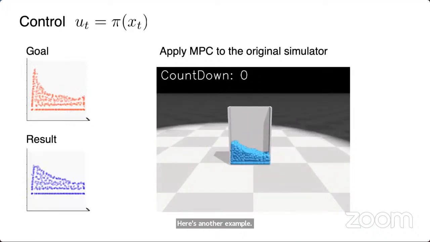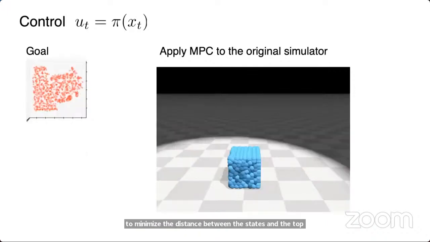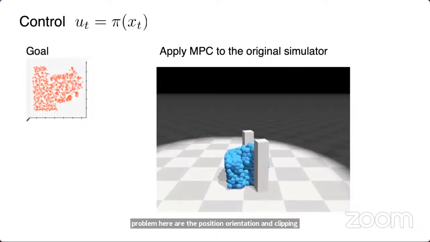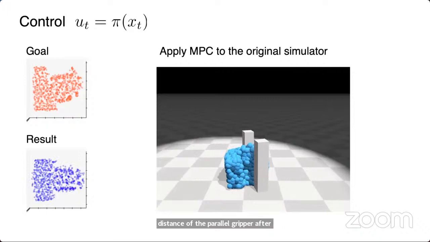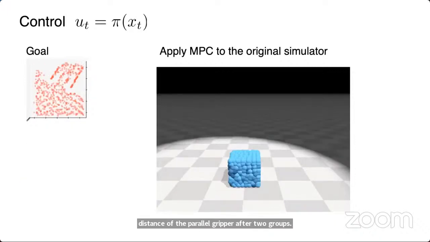The result is not perfect, but clearly shows that our model's dynamics prediction helps the controller minimize the distance between the end state and the target. Here we show the control results in manipulating a deformable foam. The decision variables of the control problem here are the position, orientation, and clipping distance of the parallel gripper. After 2 grips, the result roughly matches the target. Here's another example.